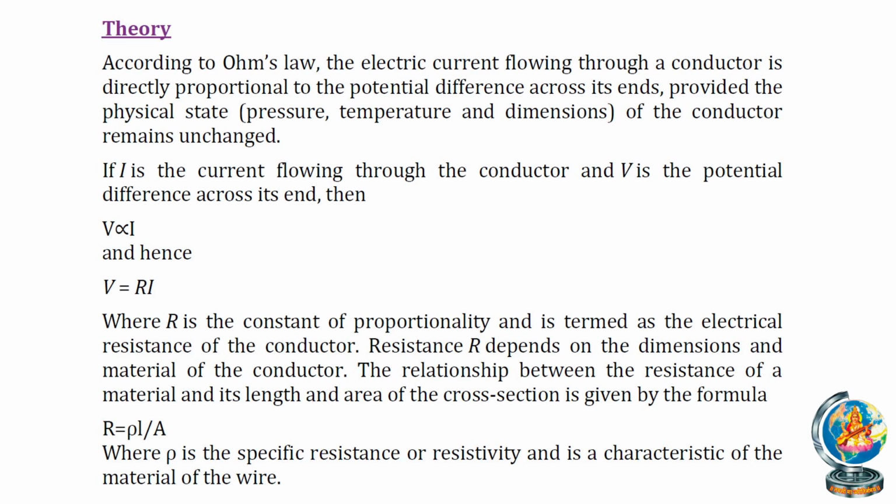The relationship between the resistance of a material and its length and area of cross section is given by a formula that everybody knows. R equals rho L by A, where rho is the specific resistance or resistivity and is a characteristic of the material of the wire. Till this is clear? Very good.